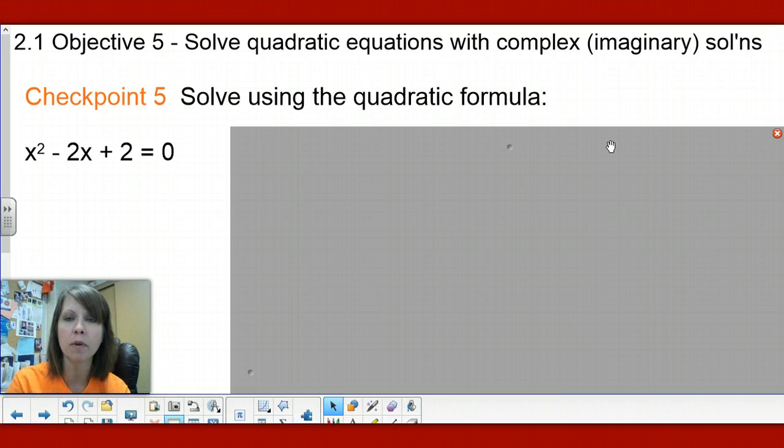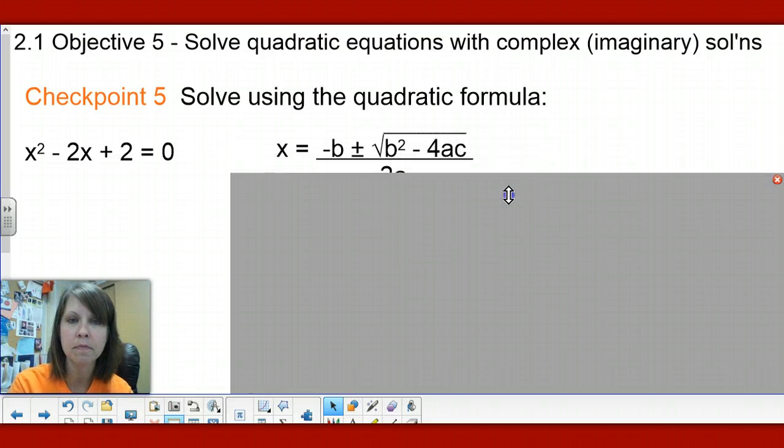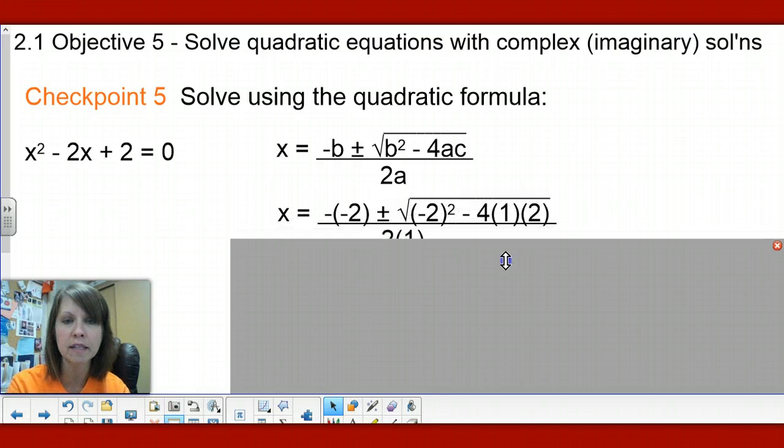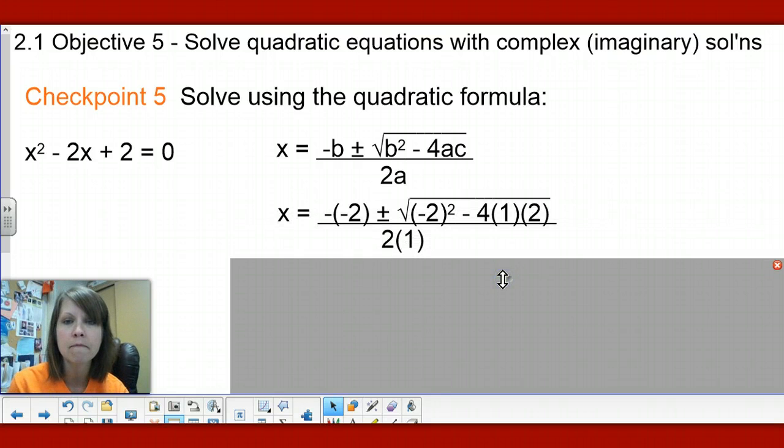So, quadratic formula, let's remember what that is. Make sure you're putting x equals. Don't just throw the -b. Don't get too excited with that. You have to say x equals -b plus minus and go on with that. All right, so I have filled in the a, the b, and the c.